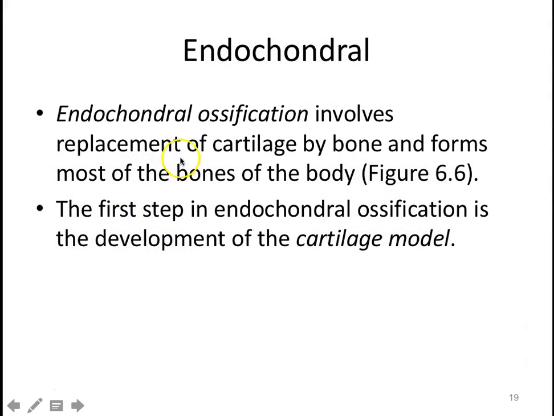Okay. Now, endochondral ossification is going to involve the replacement of cartilage by bone and forms most of the bones of the body. So the last type, the intramembranous ossification, that simply formed bones of the skull and the mandible. Endochondral ossification forms most of the bones of the body. And you can just ignore this figure 6.6. That's from an old textbook. I meant to take that out of this PowerPoint. Okay. The very first step in endochondral ossification is going to be the development of a cartilage model.